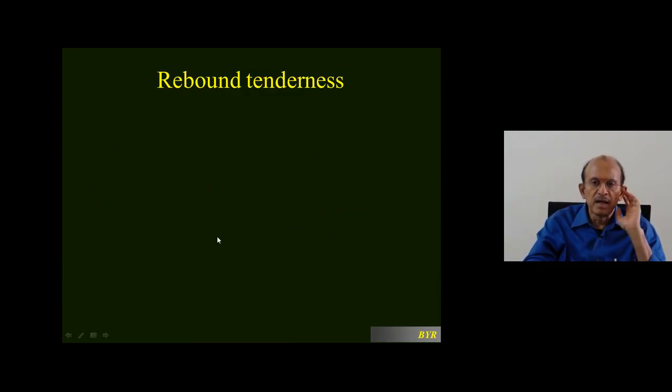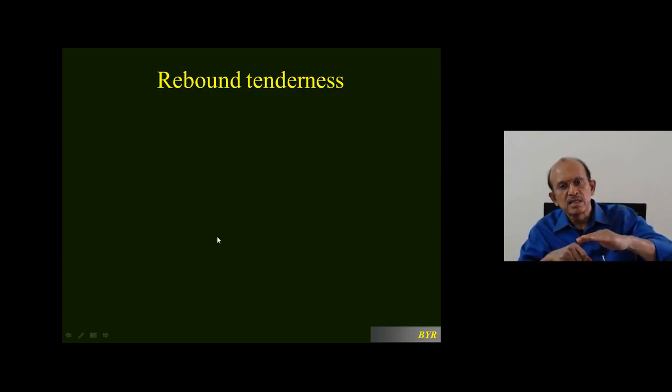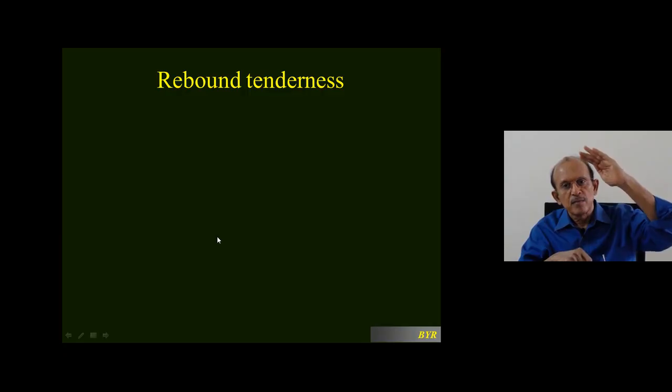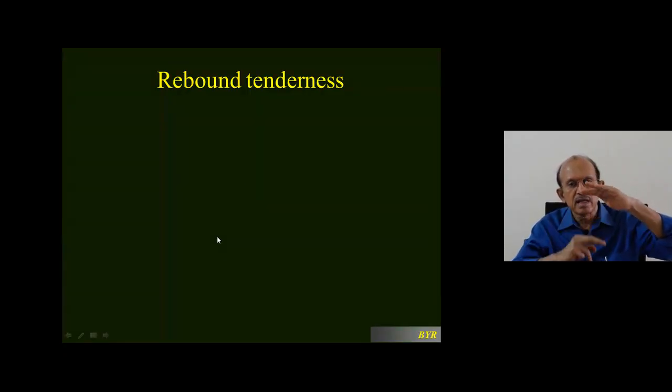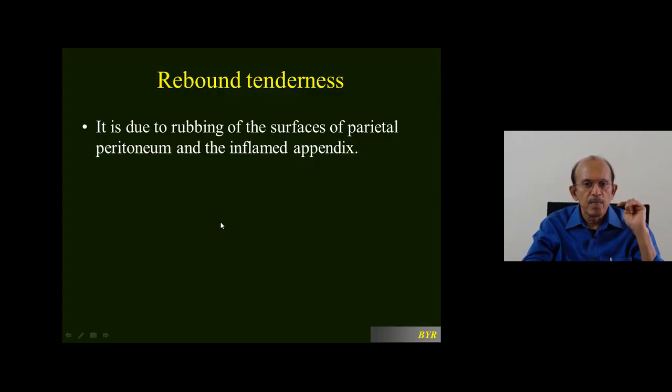Rebound tenderness, I already described about rebound tenderness. So in mild peritonitis, whenever you press your hand when the patient is taking expiration and suddenly leave it, there will be bouncing of appendix against the parietal peritoneum and it produces a sudden severe pain. That is called rebound tenderness. Due to rubbing of the surface of the parietal peritoneum and the inflamed appendix, the patient feels the pain.